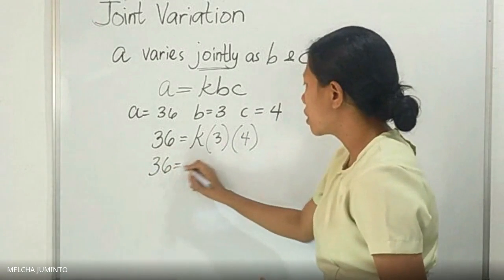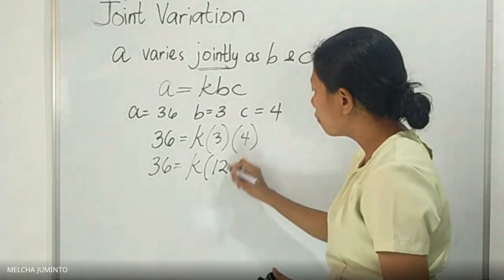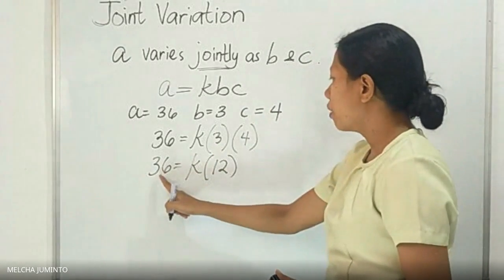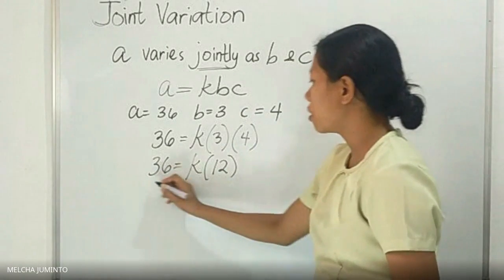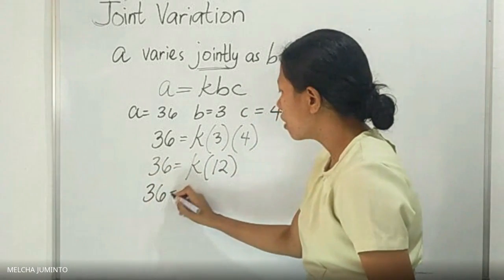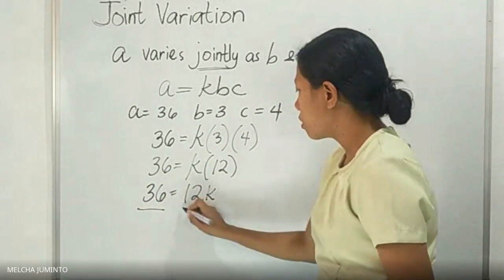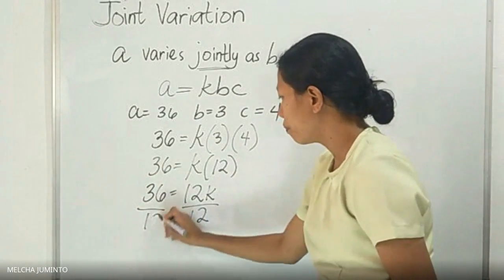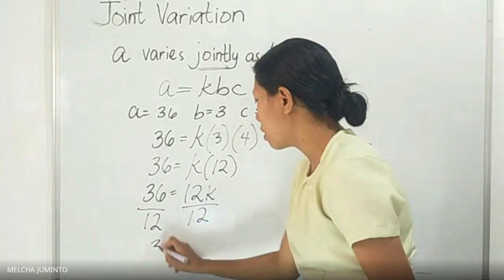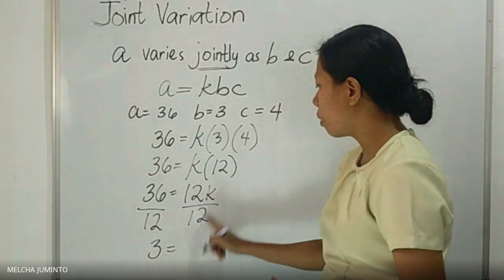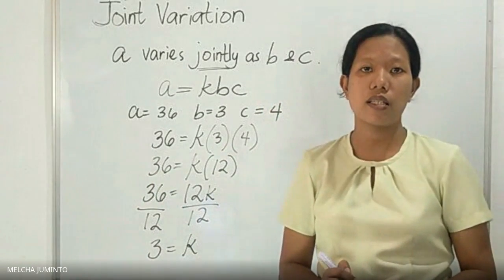Multiply first 3 and 4, so we get 12. We have 36 equals k times 12. 12 should be written before k, so we can write 36 is equal to 12k. To find k, we divide both sides by 12. 36 is divisible by 12. The result is 3, and 12 divided by 12 equals 1. So what we have here is k. Therefore, k is equal to 3.